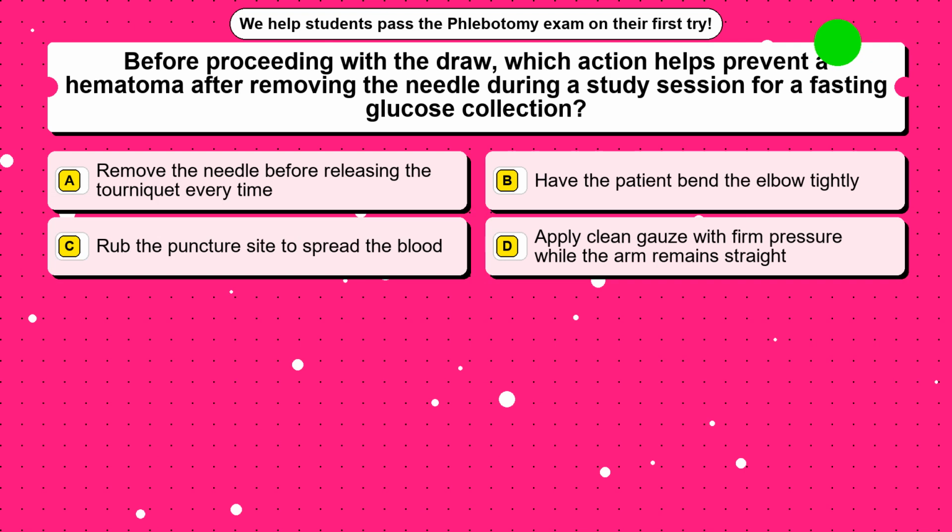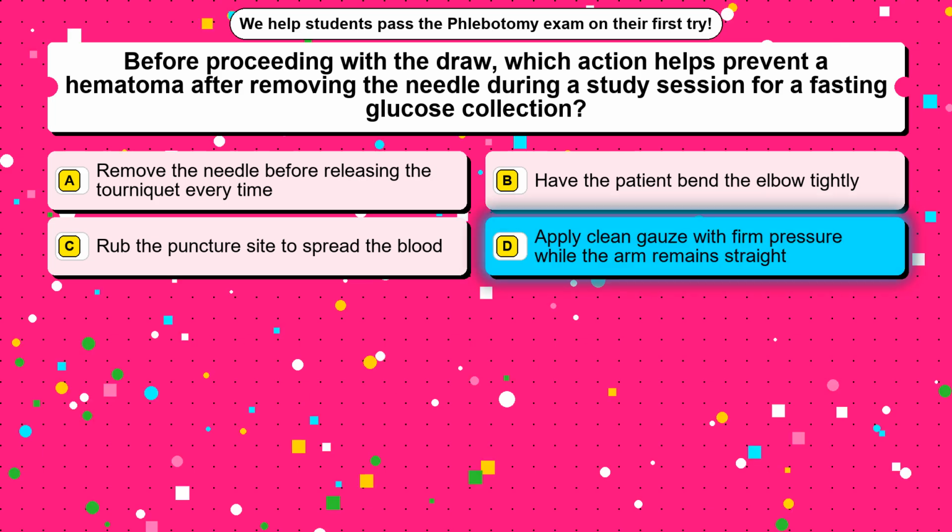Question 10. Before proceeding with the draw, which action helps prevent a hematoma after removing the needle during a study session for a fasting glucose collection? Option A, remove the needle before releasing the tourniquet every time. Option B, have the patient bend the elbow tightly. Option C, rub the puncture site to spread the blood. Option D, apply clean gauze with firm pressure while the arm remains straight.